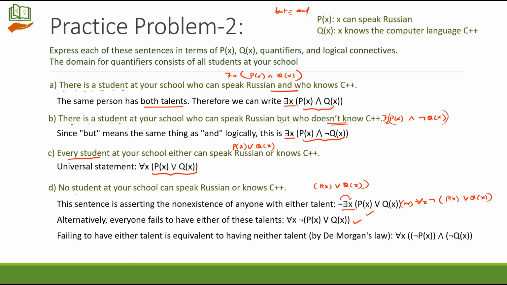By De Morgan's law, when you are applying negation inside, what is P or Q with negation? It is negation of P and negation of Q. Similarly, negation of P of x, this disjunction will be turned as and this is negation of Q of x. So this can also be represented in this way using De Morgan's law. So any of these three answers are right.